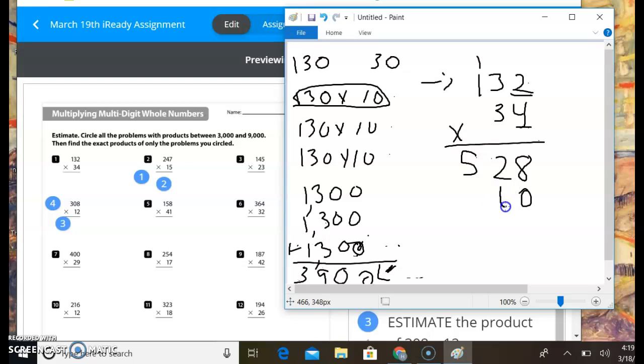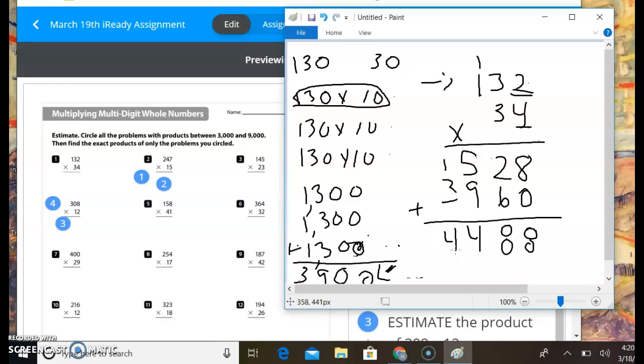2 times 3 is 6. 3 times 3 is 9. 1 times 3 is 3. Now I'm going to add them together. 8 plus 0 is 8. 2 plus 6 is 8. 5 plus 9 is 14. I regrouped the 1. And then 1 plus 3 is 4.